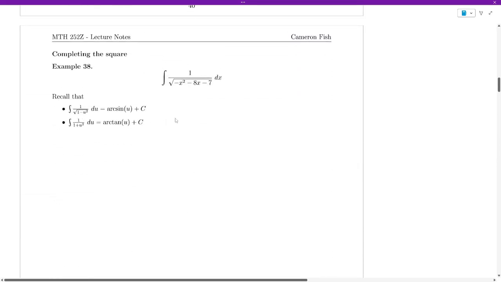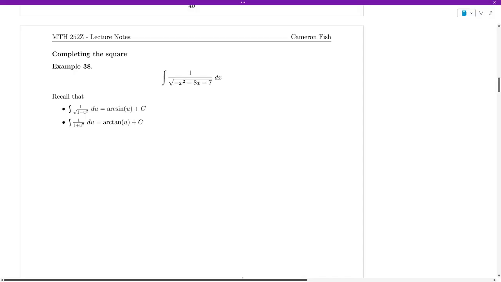But before we do that, there's just a couple more good algebra tricks to know that come up sometimes. So this trick I'm going to be calling completing the square. It's also making use of inverse trig integrals.